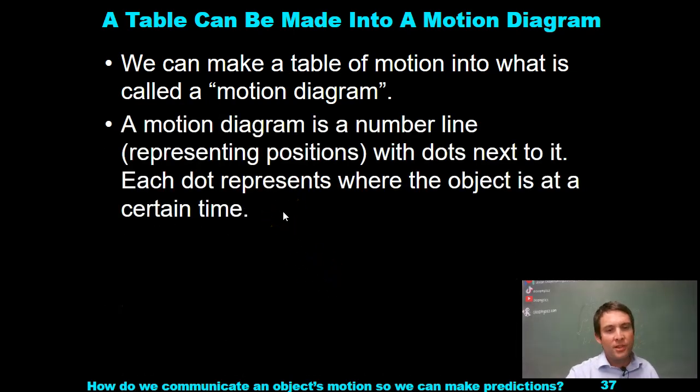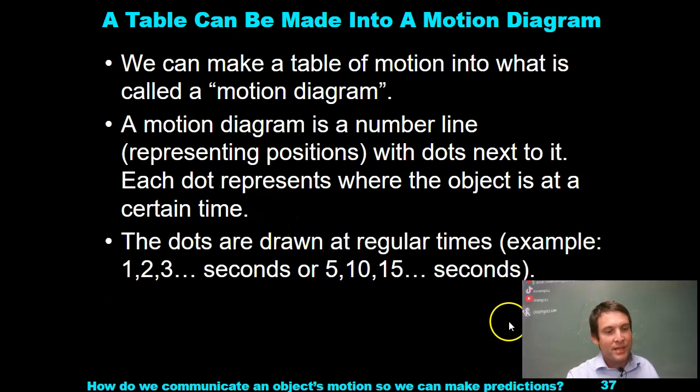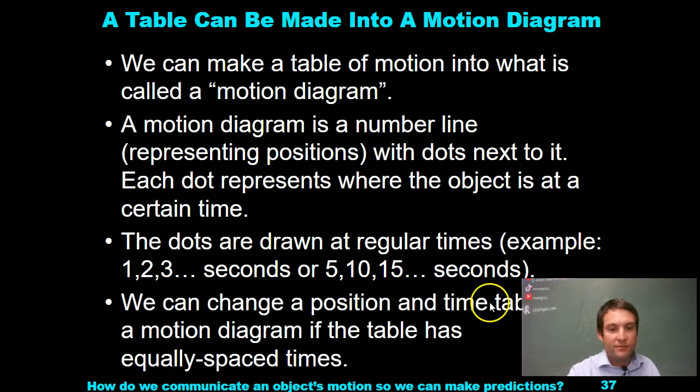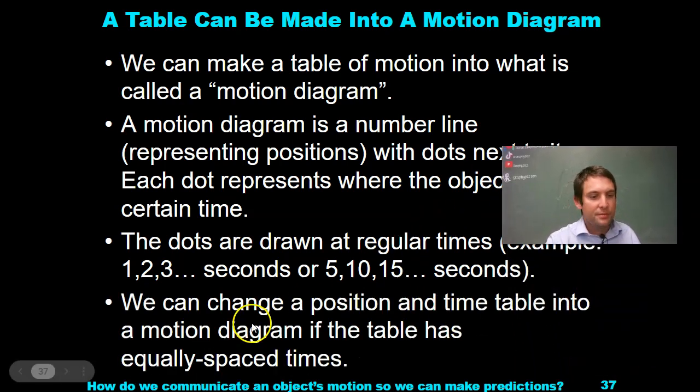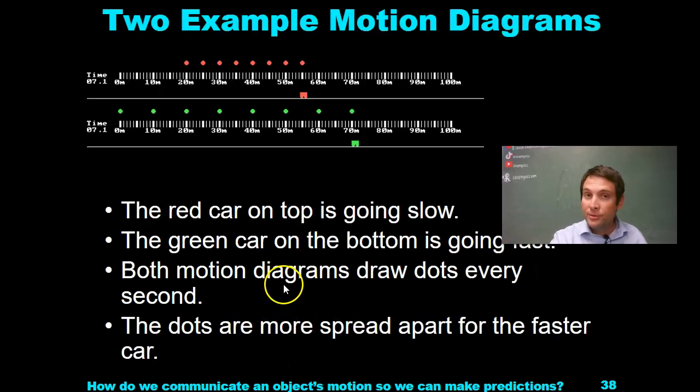A motion diagram is a number line with dots next to it. Each dot represents where the object is at a certain time. The dots are drawn at regular times, so 1, 2, 3 seconds, 5, 10, 15 seconds, whatever you're dealing with. We can change a position and time table into a motion diagram if the table has equally spaced times. Don't know what I'm talking about?